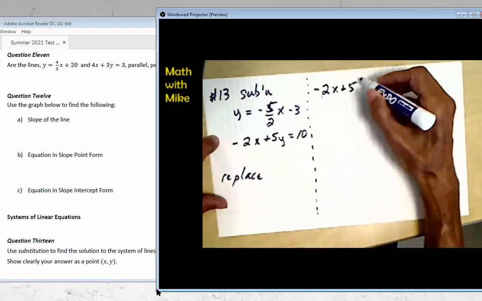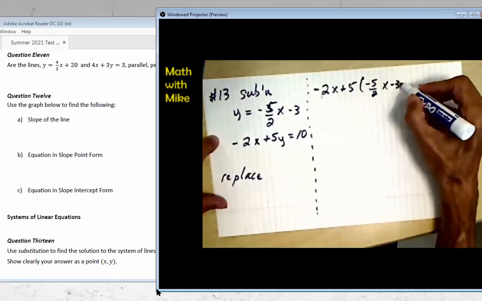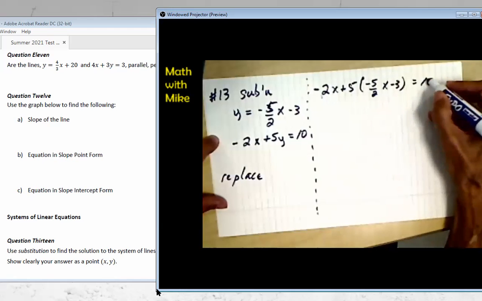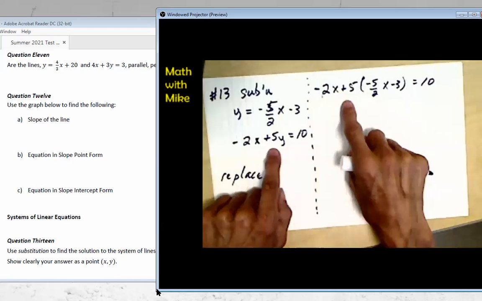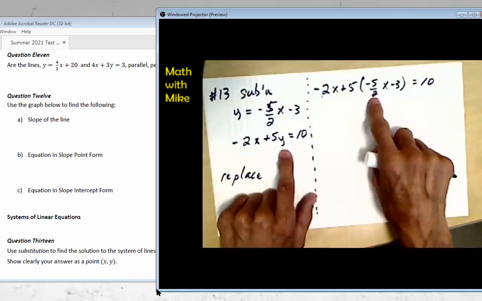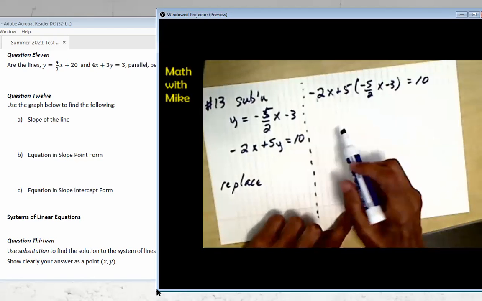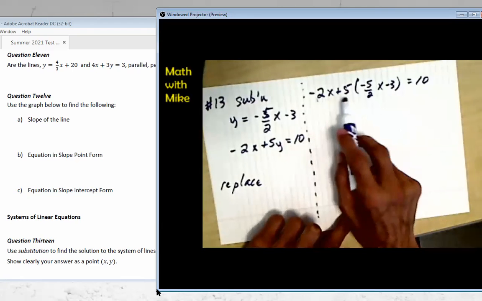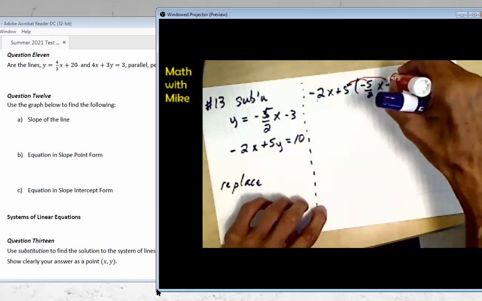-2x plus 5 times (-5/2 x minus 3) equals 10. Now let's just check. -2x, yes, plus 5. And then no weird copy errors, right? Y goes in for that. That looks good. So I've seen people work on these two numbers. It's not how it works. You've got to do the multiplying first. So that means we're going to do this first, just like that.